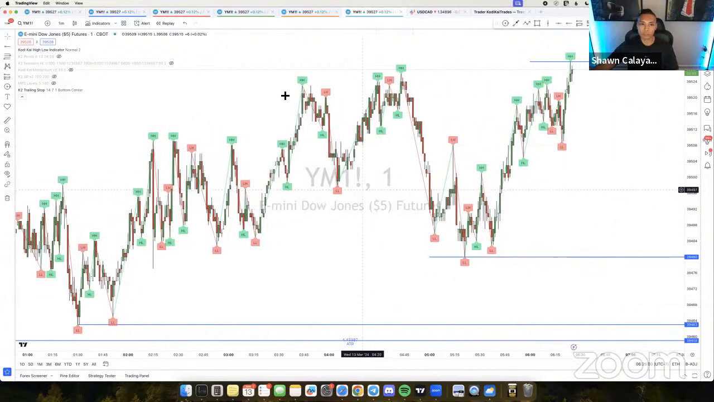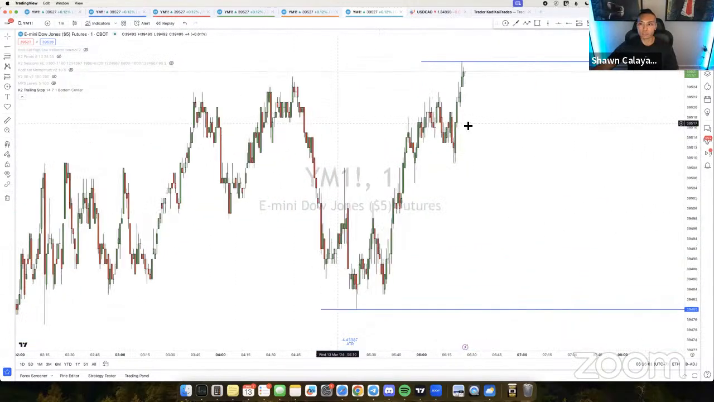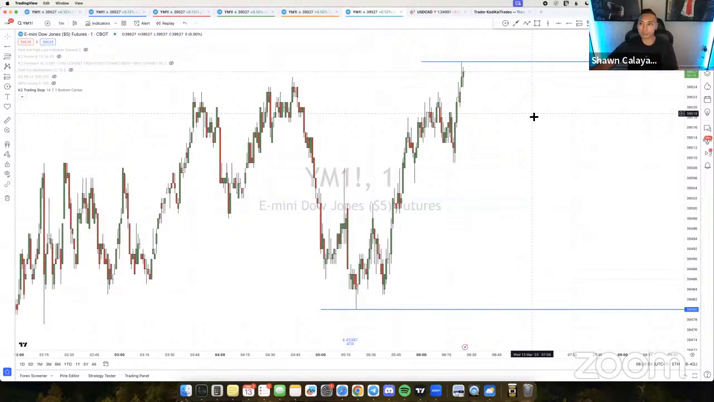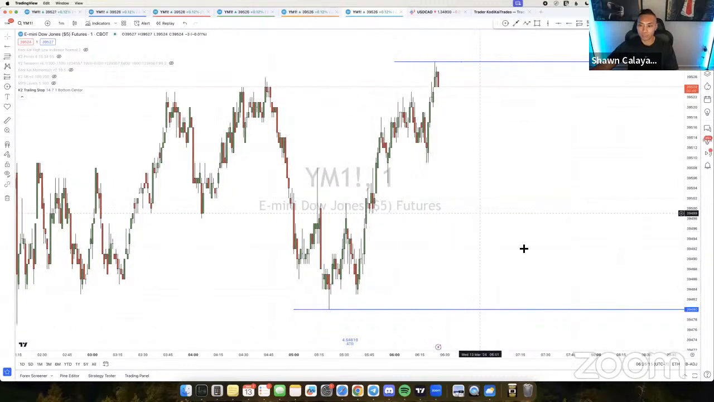So I've marked up liquidity over here. Closest level of liquidity is going to be above right here at 39,529. And the lower level down here is going to be at 39,480. So there go the closest two levels of liquidity, down below and above.